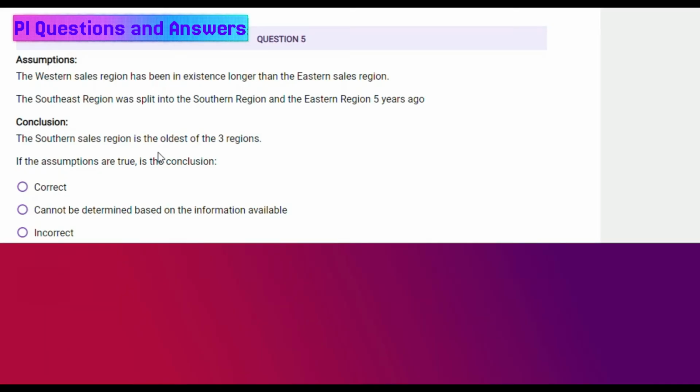Question number 5. Assumptions. The Western Sales Region has been in existence longer than the Eastern Sales Region. The Southeast Region was split into the Southern Region and the Eastern Region 5 years ago. Conclusion. The Southern Sales Region is the oldest of the three regions. If the assumptions are true, is the conclusion. Option 1, correct. Option 2, cannot be determined based on the information available. Option 3, incorrect. Answer. The correct answer is option 3. Incorrect.